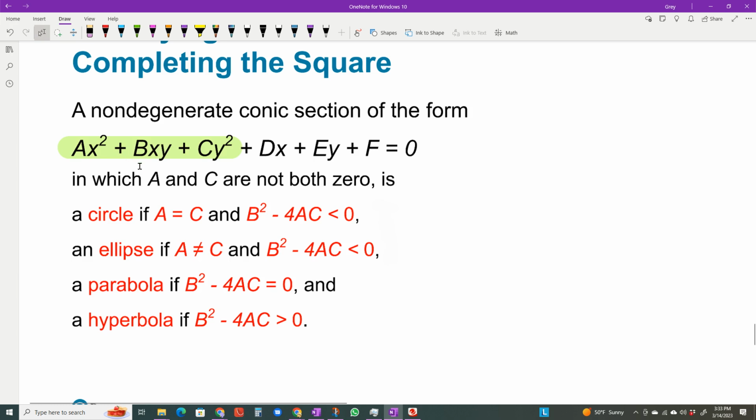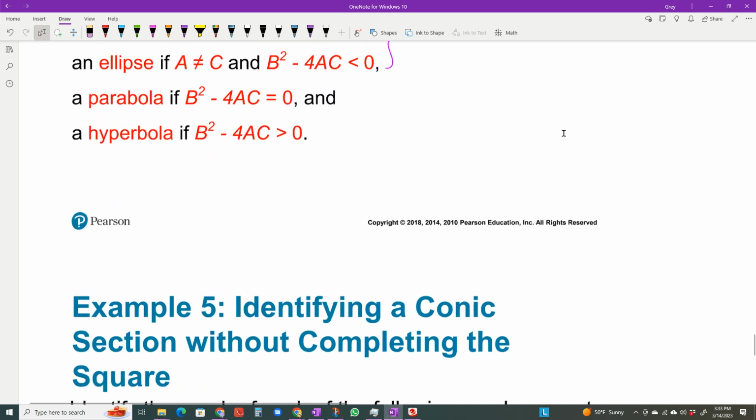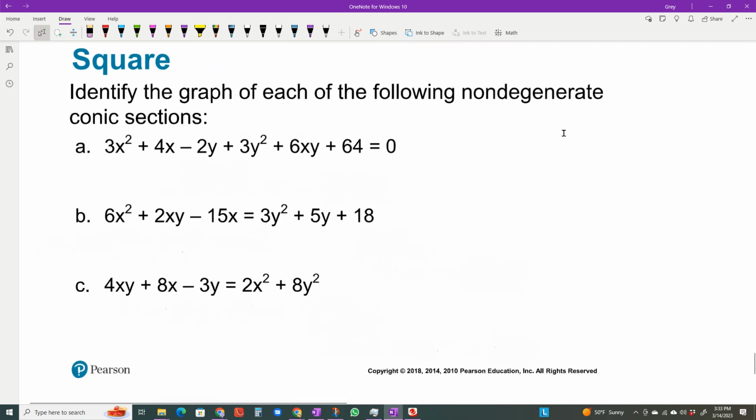But if not, if you have an xy term, then you need to pay attention, and we get to use this thing called the discriminant, b squared minus 4ac. And if it is less than 0, it's either a circle or ellipse. So these two are together. And if it's equal to 0, it's a parabola. And if it's greater than 0, it is a hyperbola. So if you remember that hyperbola, greater than 0. All right, let's go down and do some problems and see what you have to be able to do.